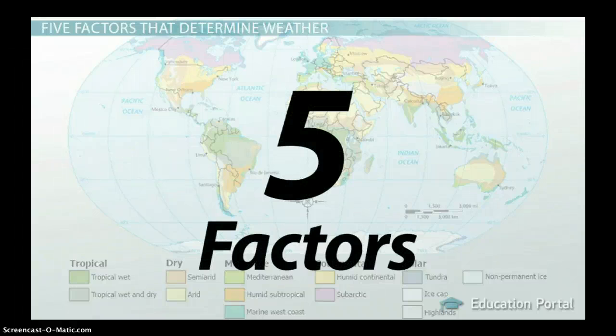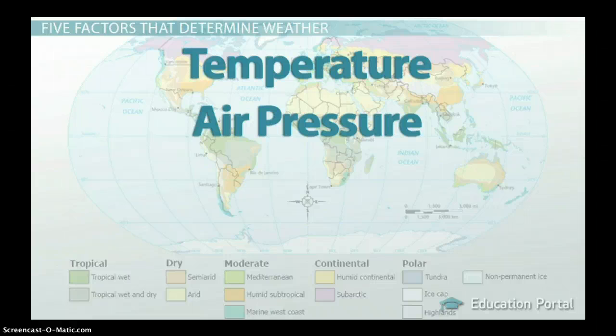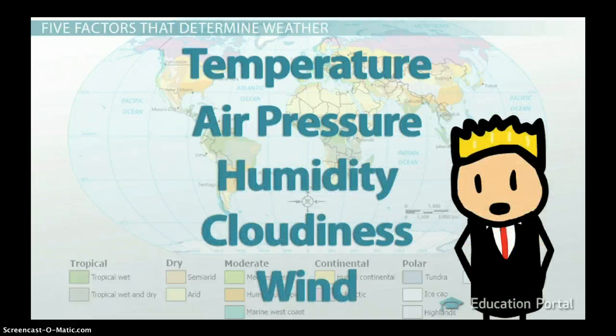There are 5 factors that determine the state and condition of the atmosphere and therefore influence and determine the weather. They include temperature, air pressure, humidity, cloudiness, and wind. These factors can cause different properties in sections of the atmosphere, or air masses.